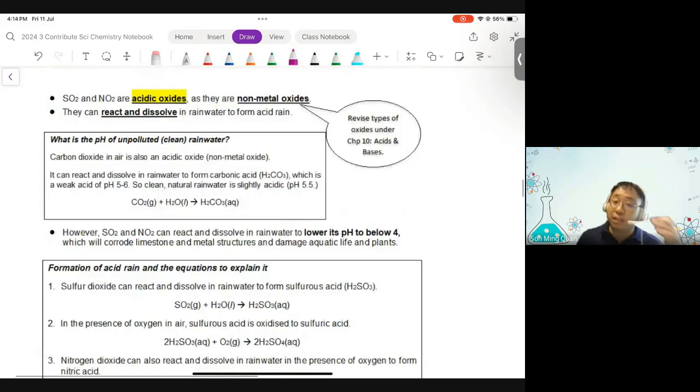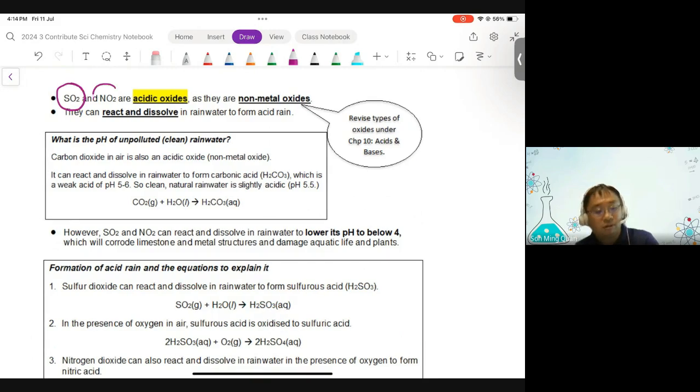Now, let's move on to the next part of this lecture where we zoom in onto acid rain. So, as mentioned just now, acid rain is a problem and is caused by acidic oxides like SO2, NO2. Both SO2 and NO2 are acidic oxides. How do we know this? Now, we learned last year in Sec 3, oxides can be divided into basic, amphoteric, acidic, neutral. So, SO2 and NO2 are acidic oxides because they are non-metal oxides. Sulfur is a non-metal, nitrogen is also a non-metal, and therefore these two oxides are acidic.